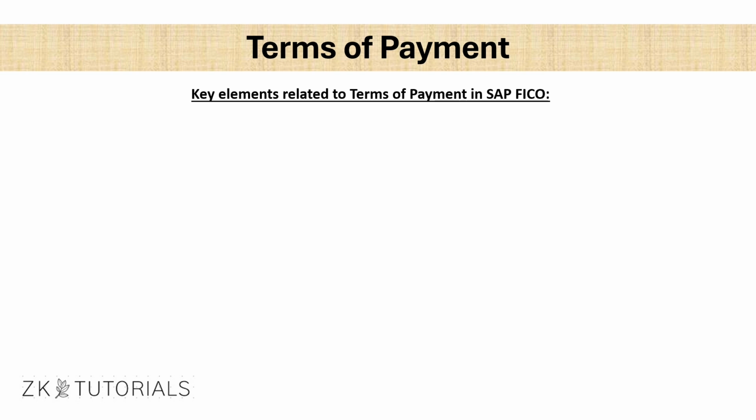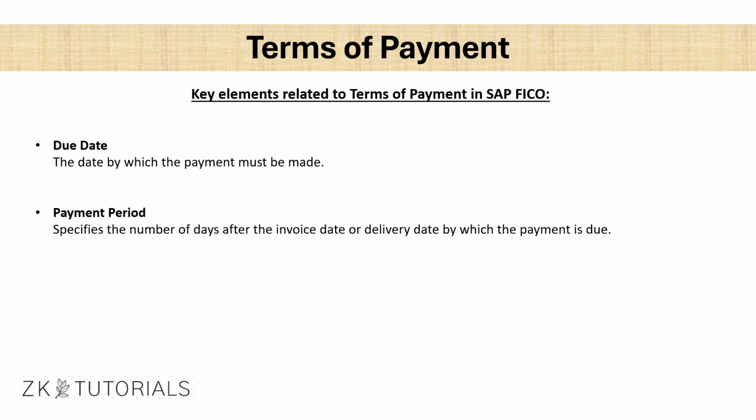So there are some key elements related to terms of payment in SAP FICO. First we will understand the terms which are used in terms of payment. The first one is due date. Due date is the date by which the payment must be made. In our example, if we give a credit period of 30 days, on the 30th day this invoice will become due. So the customer needs to pay us on the 30th day the amount which is in the invoice.